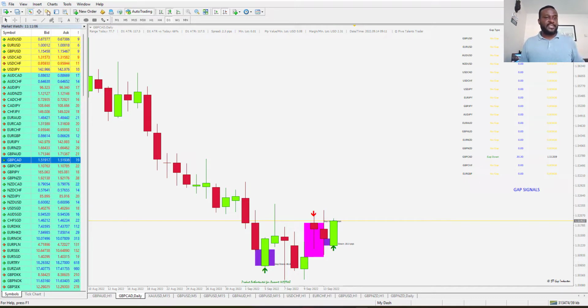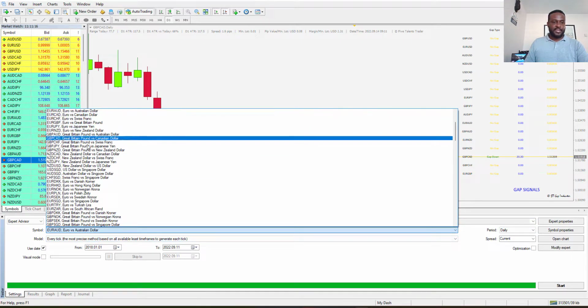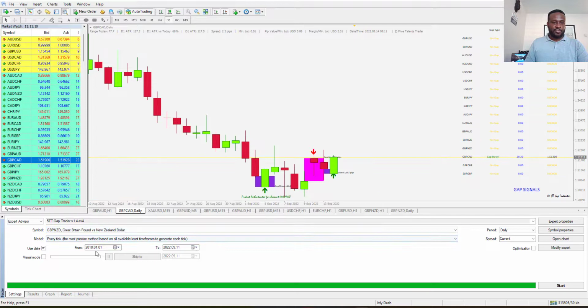Now I'm going to simulate this actually and show you with my 5TT gap auto system. It is an EA, and I'm going to go with GBP NZD. I like that pair, and I'm going to start from 1st of January 2018, and I'm going to get to the end of today. So today is Wednesday, 14th of September 2022. So I'm going to simulate this, and it's going to just run. I'm going to use the current spread.